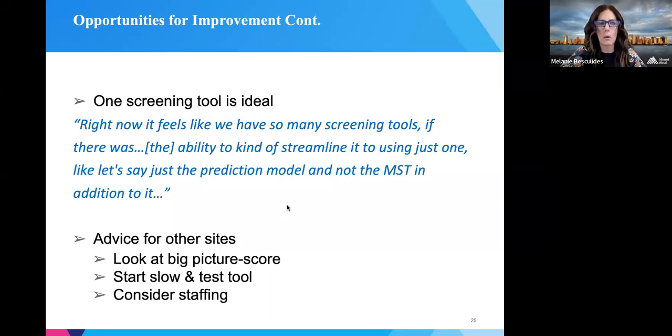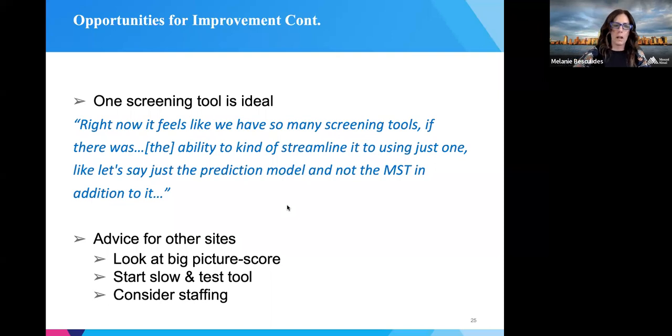So you can see this quote. "Right now, it feels like we have so many screening tools. If there was the ability to kind of streamline it, or to just say the prediction model and not the MST, that was another tool that they're using in addition to it." Obviously people want what's more simple, and it's kind of a waste of time for them to look at multiple tools. So if one tool is really great, let's drop the other tools. And that's eventually the goal. And I think we're headed there.